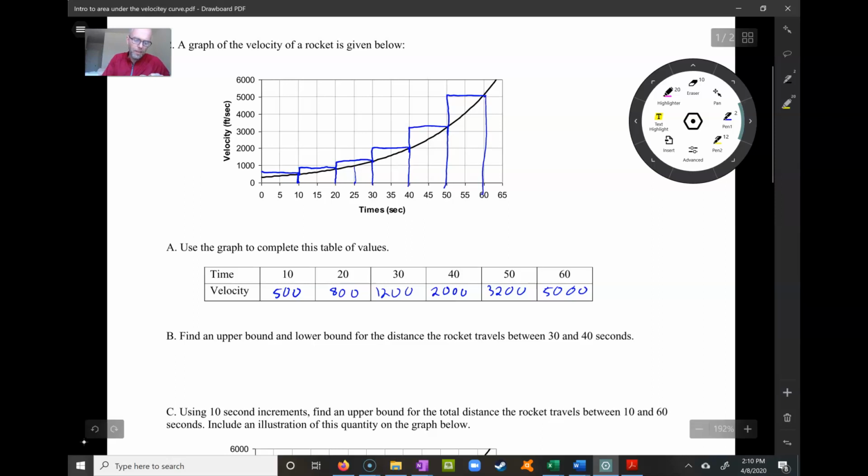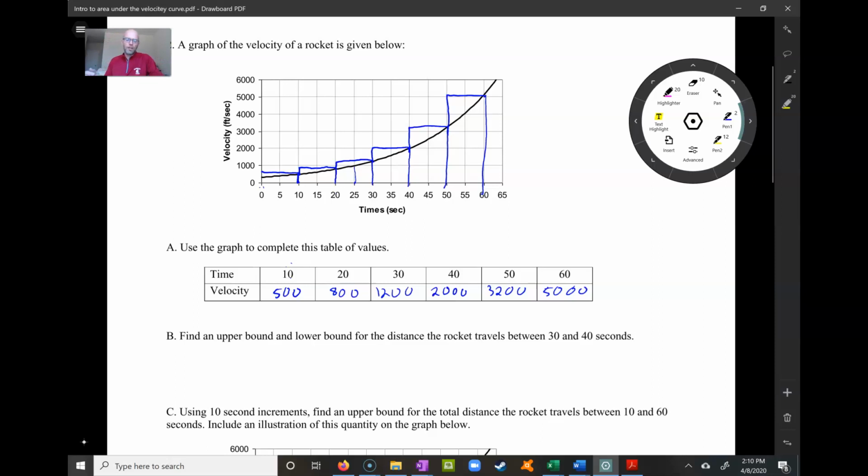You could say the beginning of the first rectangle is at 0 and it ends at 10. The second rectangle begins at 10 and ends at 20. The next rectangle begins at 20, ends at 30, etc. Okay, so now, for part B, it says find an upper bound and lower bound for the distance the rocket travels between 30 and 40.